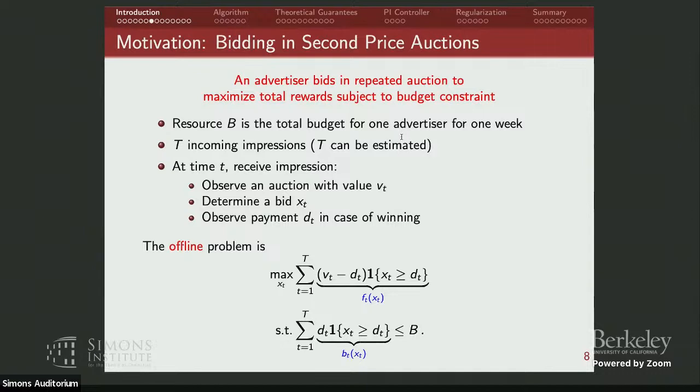The offline problem is this one here. You are trying to maximize the surplus. V_t is the value of the impression, D_t is the paying price, and this indicator function measures whether you win the ad slot or not. Here f_t is the objective and b_t is the consumption, how much you spend. So we want to bid in the repeated auction to maximize the total reward subject to the budget constraint. It's the same problem Nikhil introduced just now.